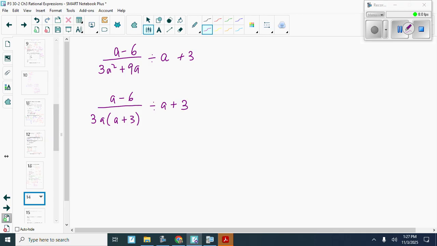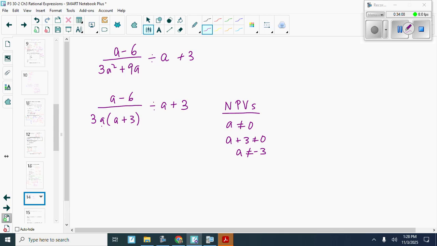Okay, our NPVs, right, are only on the denominator. The restrictions are only on the denominator. So we have an a cannot equal 0. That takes care of this guy. And we have the binomial, a plus 3 cannot equal 0. So that means that a cannot equal -3. Okay, so we have 2 restrictions.